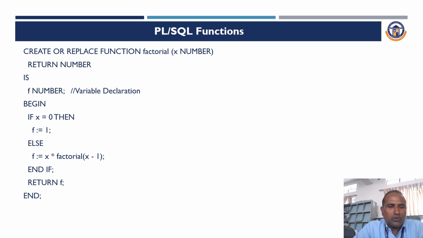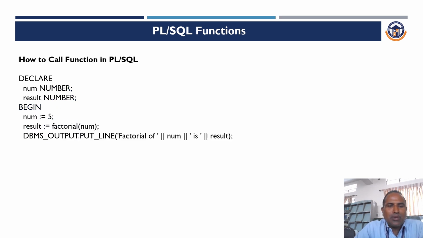If x is equal to 0, then f is equal to 1, else f is equal to x into factorial of x minus 1. This is the formula for calculating the factorial value. Then finally end if, return f. So already we have declared the variable f as number. Using that, we are returning the value to the calling function. And finally end. This is a simple example for PL/SQL functions.